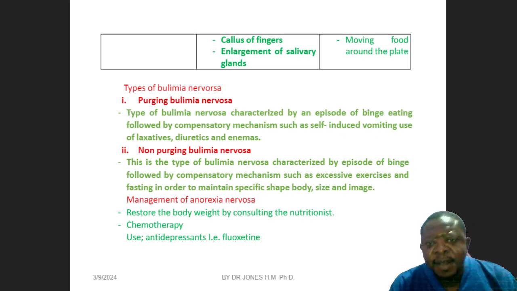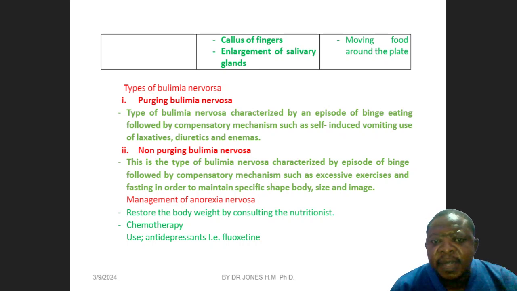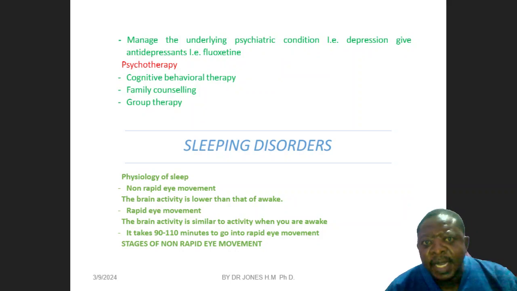Management: you can restore body weight by consulting nutritionists. On pharmacotherapy, we are saying treat the underlying condition. If the patient is found, for instance, to have depression, you need to treat the depression with antidepressants. So you can also manage the underlying psychiatric condition like depression. Then the nursing care is going to include cognitive behavioral therapy, family counseling, and group therapy.